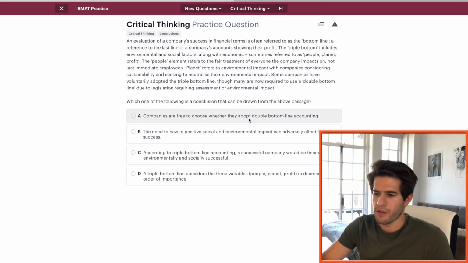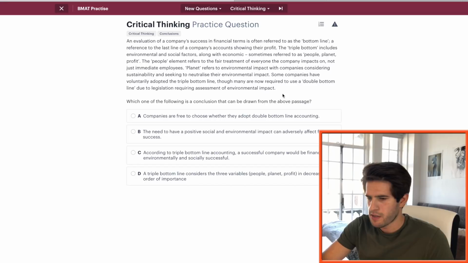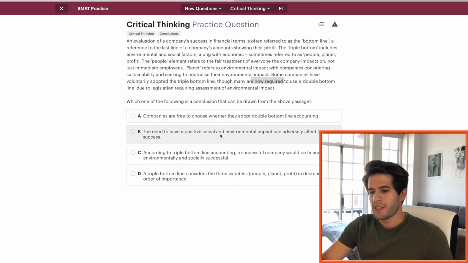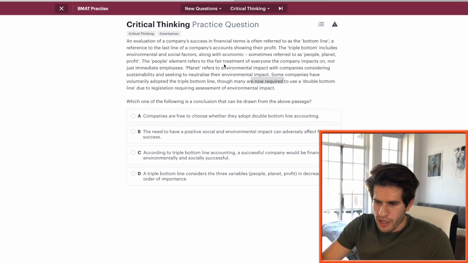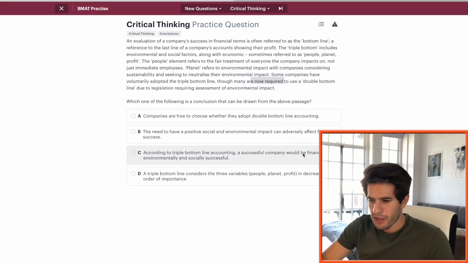Companies are free to choose whether they adopt bottom line accounting. Doesn't sound like it because it says now they are required. The need to have a positive social and environmental impact can adversely affect financial success. Okay, potentially. According to triple bottom line accounting, a successful company would be financially, environmentally, and socially successful. This sounds correct. Includes environmental and social factors along with economic. Okay, so in order to have that, you would have to be successful in all those.